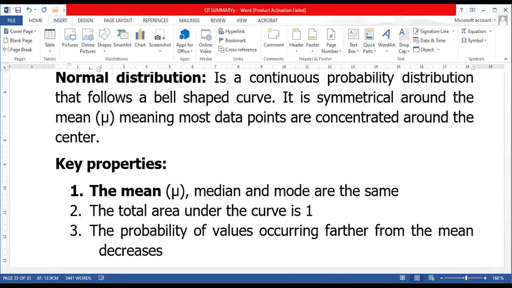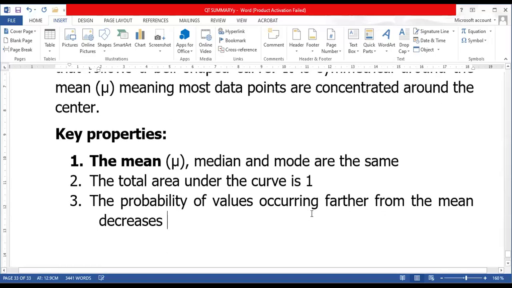The more you keep on moving far away from the mean, the probabilities keep on decreasing. The probability of values occurring farther from the mean keeps on decreasing. That is also another thing to note.